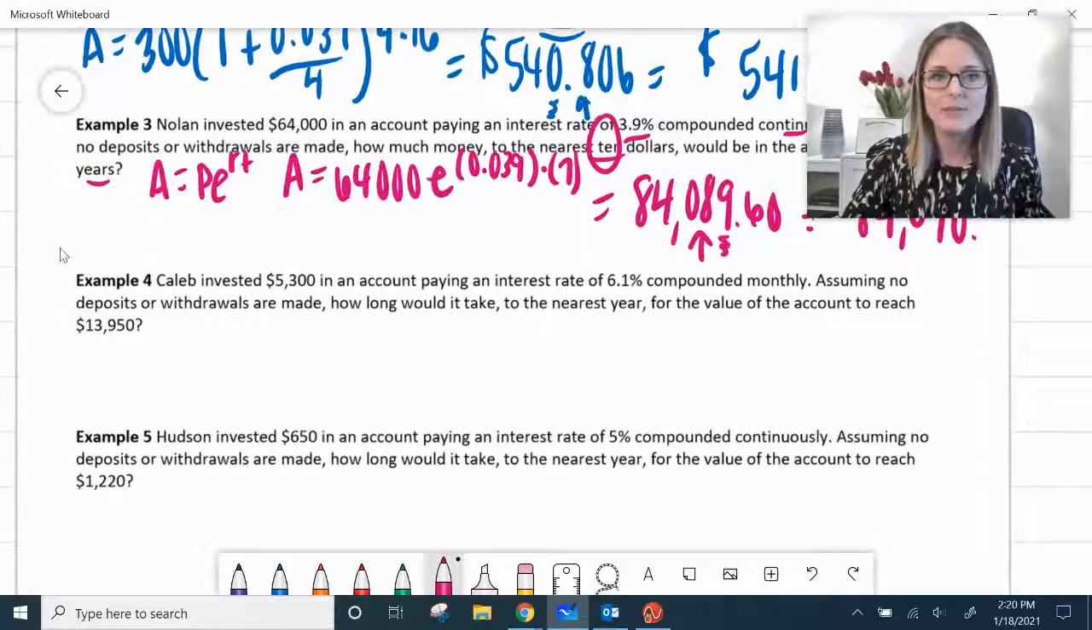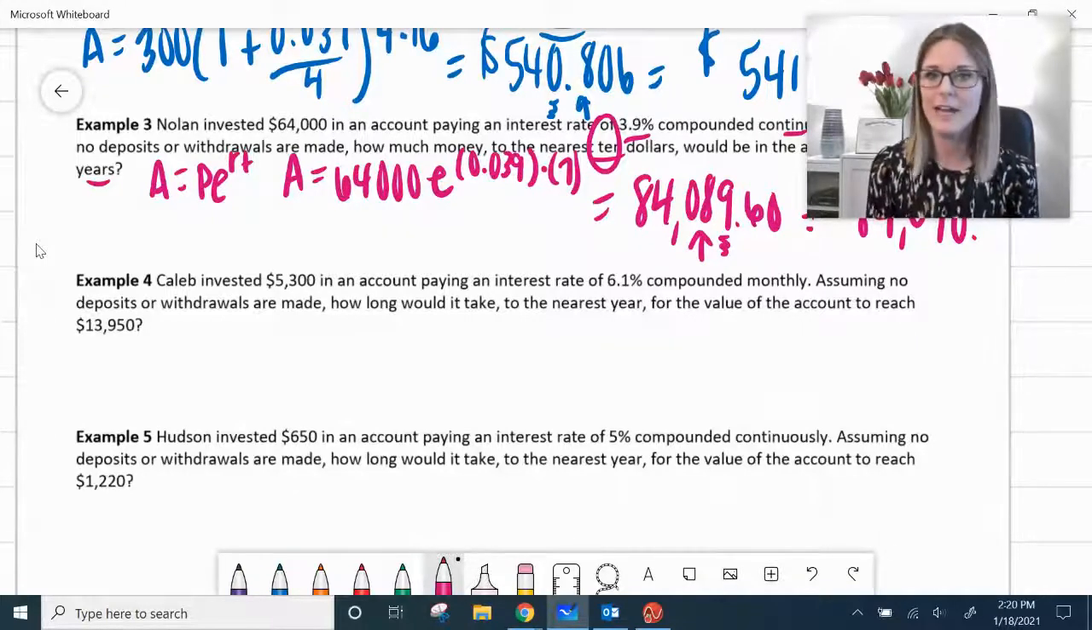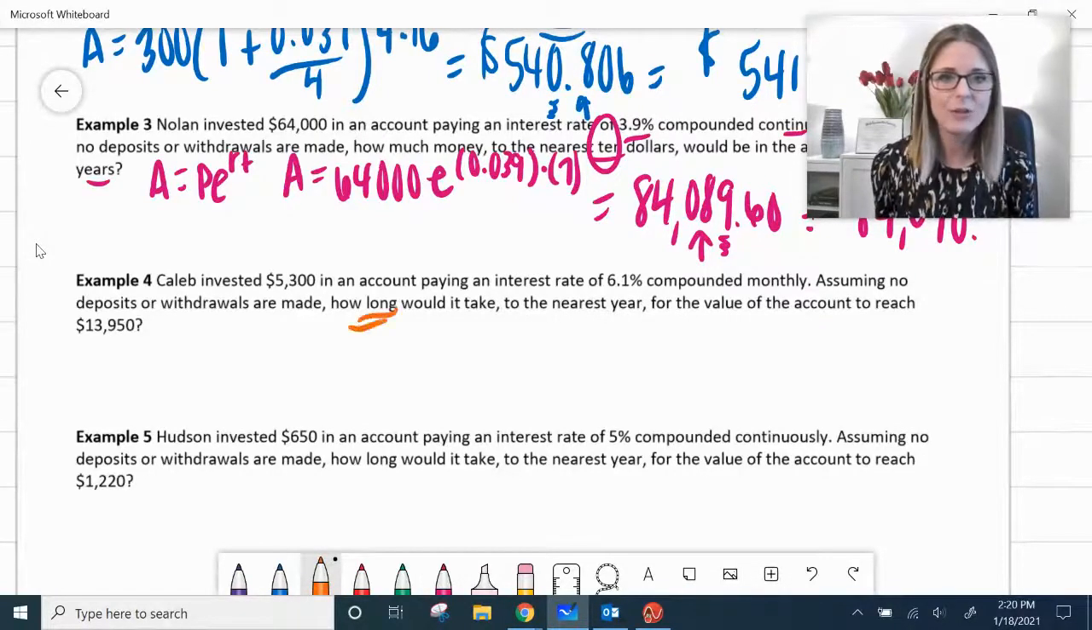Number 4, Caleb invested $5,300 in an account paying an interest rate of 6.1% compounded monthly. Assuming no withdrawals or deposits are made, how long would it take to the nearest year for the value to reach $13,950? How long? How long? Did you see it? Where'd it go? How long? Question mark. How long?